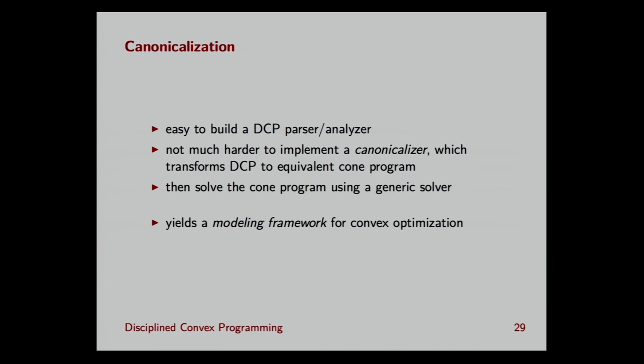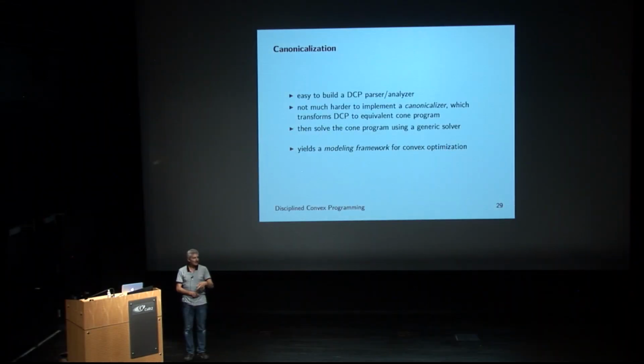What I'm not going to tell you about is that if you have a DCP parser, it's not that hard to write a canonicalizer. And a canonicalizer will take that problem, parse it, verify convexity, then, like a modern compiler, it will put out an equivalent cone program. Okay? So at the highest level, this is what happens, right? Although it's not much harder. I mean, it's like 50 lines, 60, 80 lines in a modern language, right? Then the idea is you solve the cone program using a generic solver, and it looks like magic, right? So this is what CVX does. But now you have a modeling framework for doing these kinds of things.